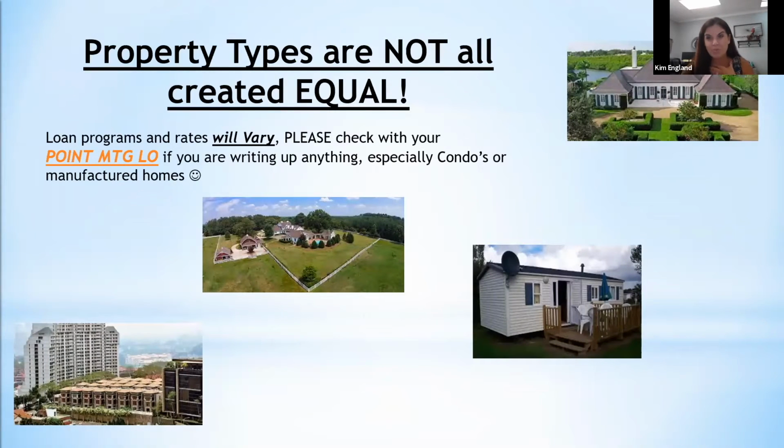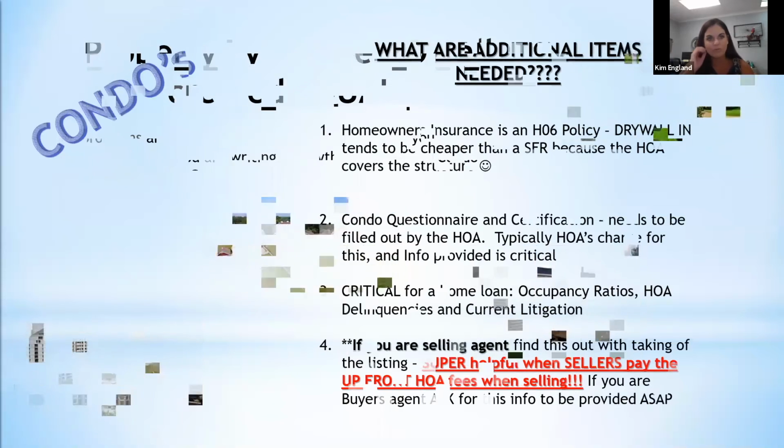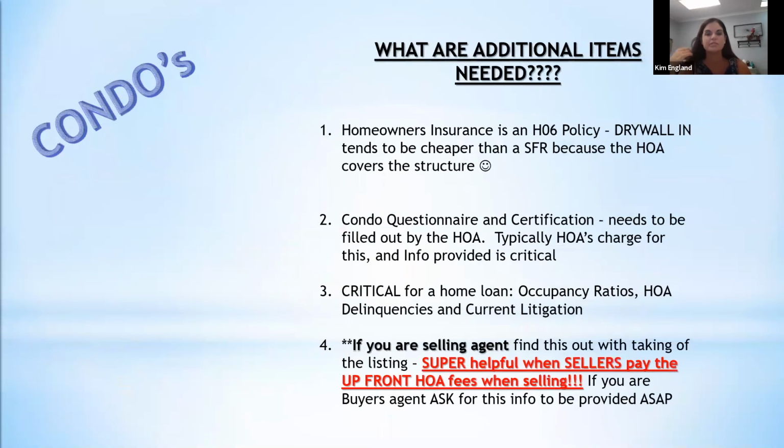Property types. We've had a couple little snags with property types, not snags, it's just knowing. Once you know what you're looking at and what you're dealing with, it's great. But all property types are definitely not created equal. Condos: if you have a buyer who's going FHA or VA, the condo HOA has to be approved.